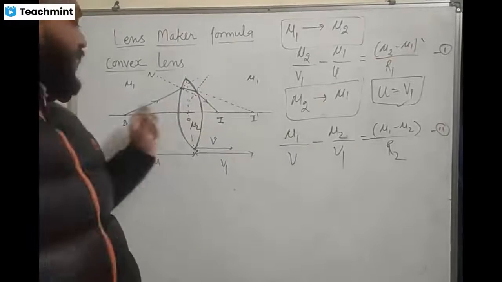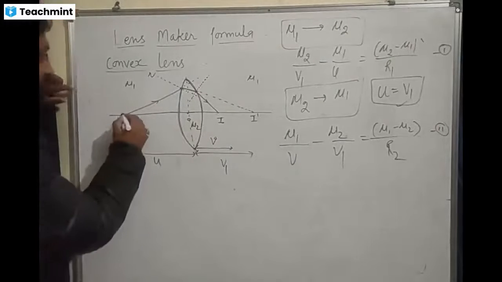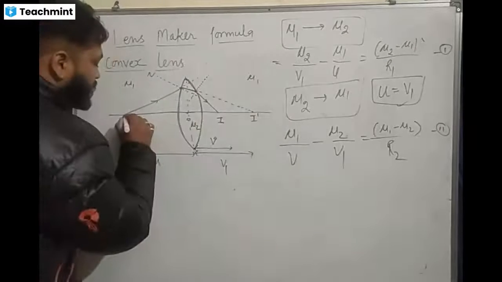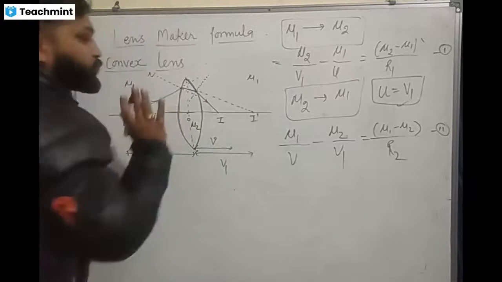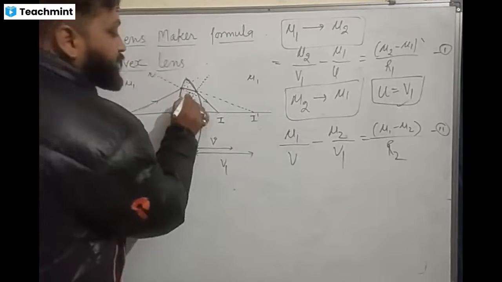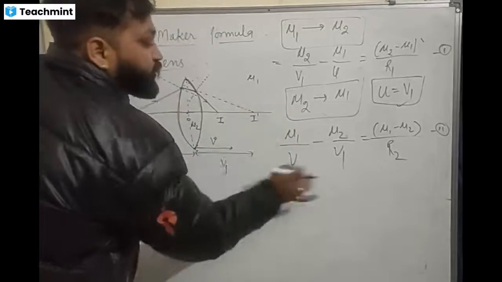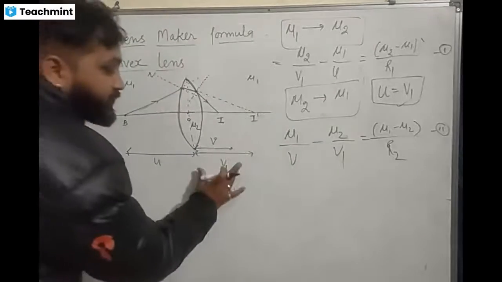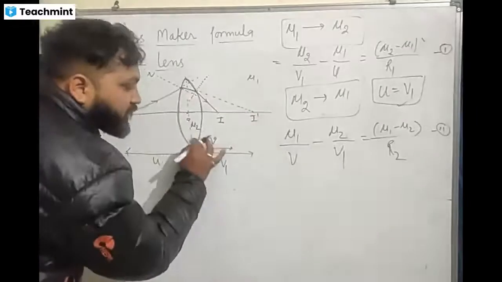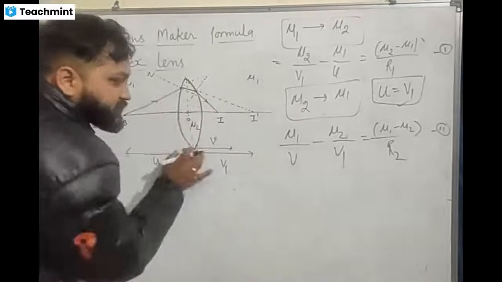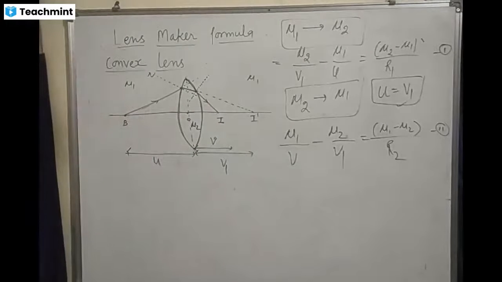This first equation is for when the light is going from mu1 to mu2. The second is when the light is going from mu2 to mu1. But for this, the image distance due to the first surface will behave as a virtual object for the second surface. Note it down.